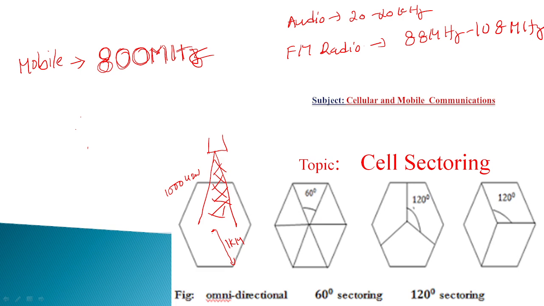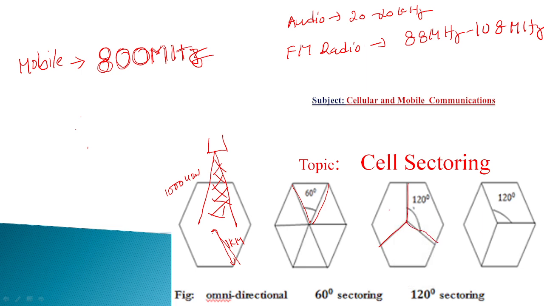So here, if you want to increase the communication capacity and the signal strength, the total cell is divided into different sectors. Here, this is the 60-degree sectoring. This is the 120-degree sectoring, and here you can see the 180-degree sectoring also. With this we can increase the number of users.